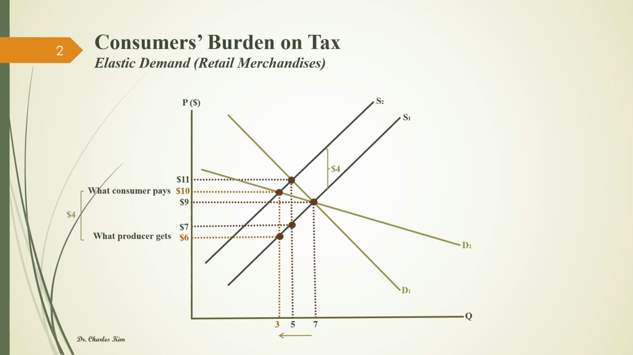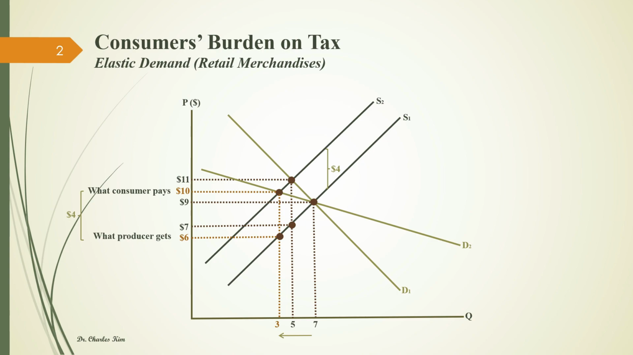Therefore, when demand is elastic, consumers will bear only $1 of tax burden, but producers will have to bear $3. Otherwise, consumers would not buy the goods with increased prices. Again, in other words, when the demand is elastic, producers must bear much of the tax burden.